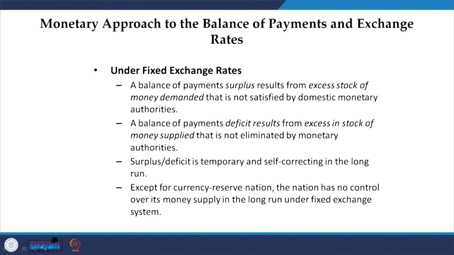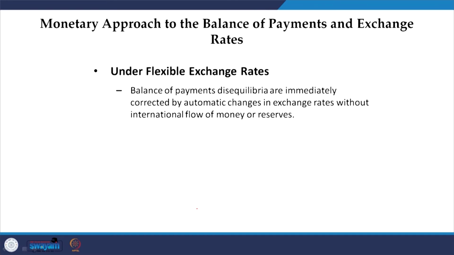Except for a currency reserve nation, the nation has no control over its money supply in the long run under a fixed exchange rate. How is it so? We will clarify with the help of a diagram. Some basic clarification is that a non-currency-reserve nation actually has no control over its long run changes, especially in the fixed exchange regime, because there won't be much change in the exchange rate.